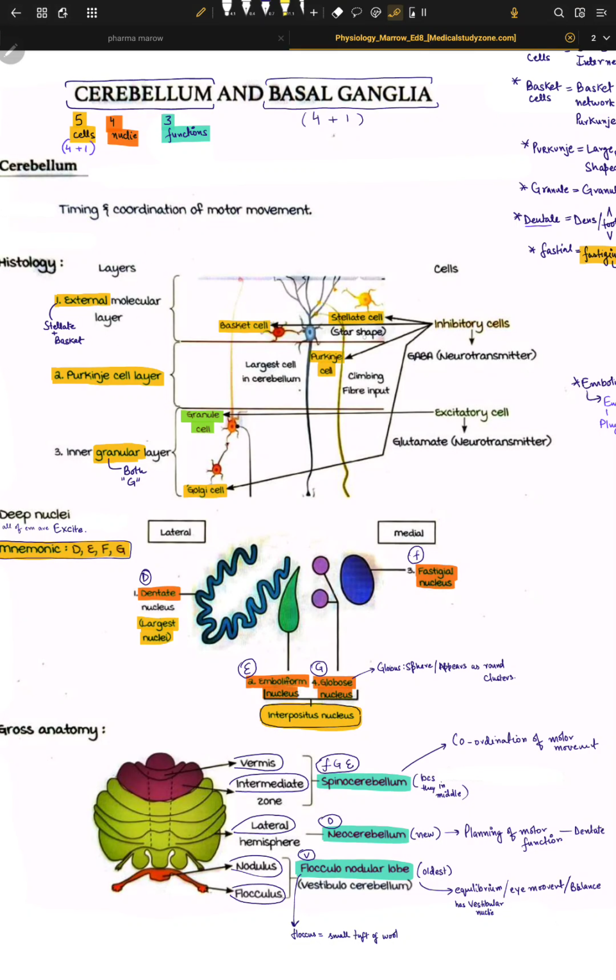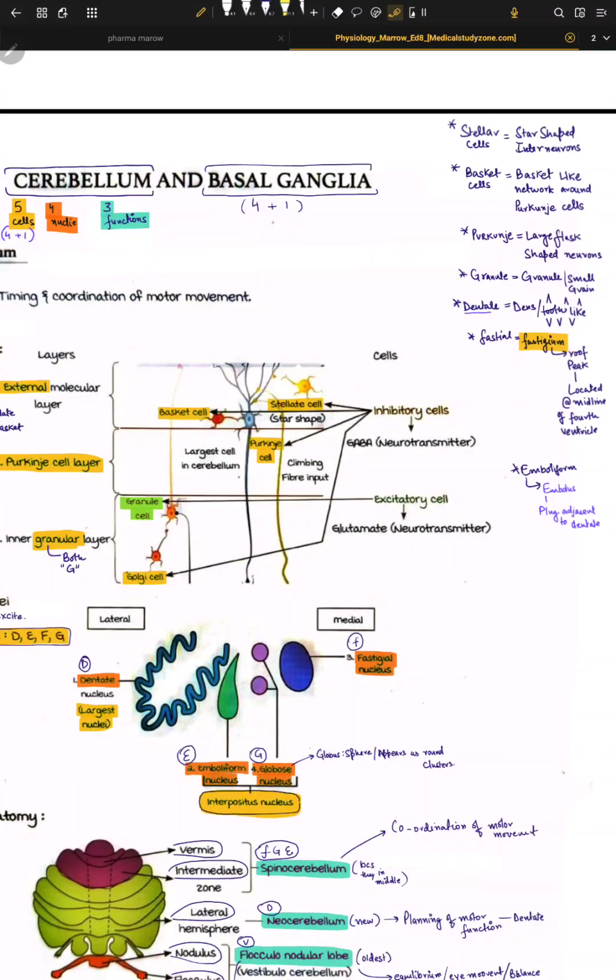The first cell I'm going to talk about is stellate, another is basket, Purkinje, and Golgi. These are inhibitory cells, and these are 4. And the last, the plus 1, is the granule cell. Okay, so let's talk about the names first. Stellate, it means they are star shaped.